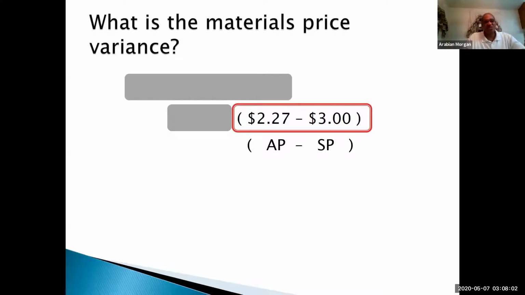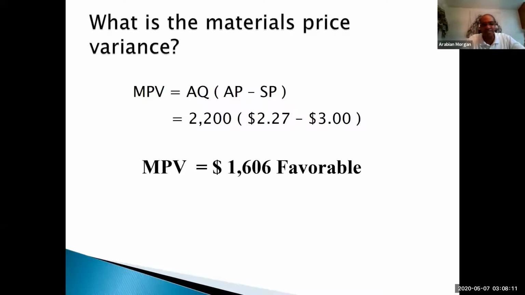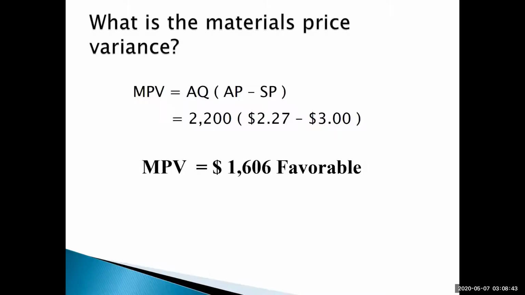Okay, all right. So the actual price is less than the standard price. Therefore, this $1,606 is favorable. That is a favorable difference. I'm going to pause right there. Talk to me. Okay, so you guys are okay with why that's favorable. All right. Now, that was just number one. Let's go to number two here on page 426.